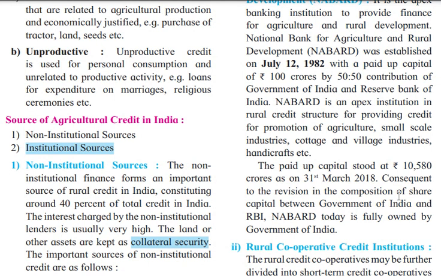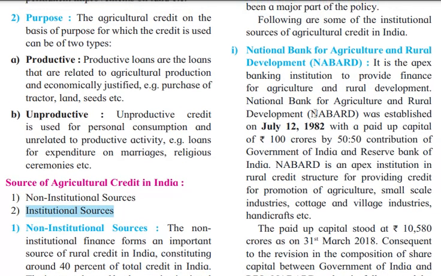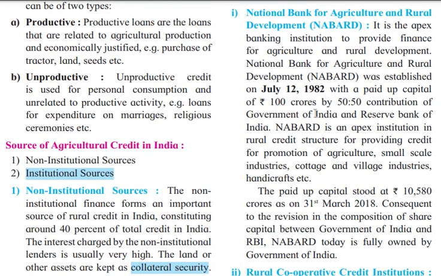The paid up capital is now actually 10,580 crores as on 31st March 2018, consequent to the revision in the composition of share capital between the Government of India and RBI. So they had invested in agriculture, but now if you see, it has grown like double, so much money they have gained till now.